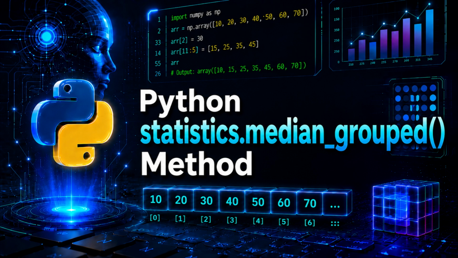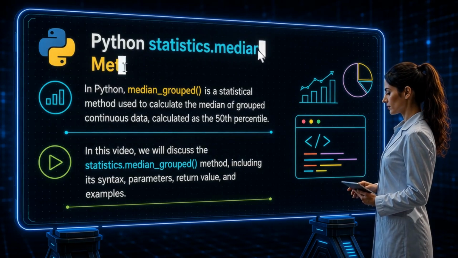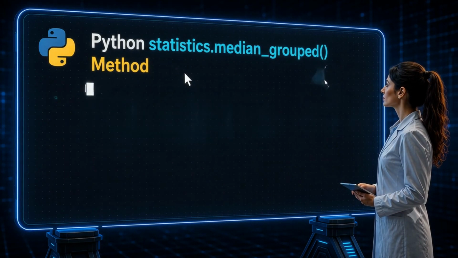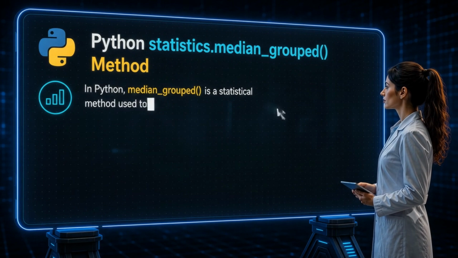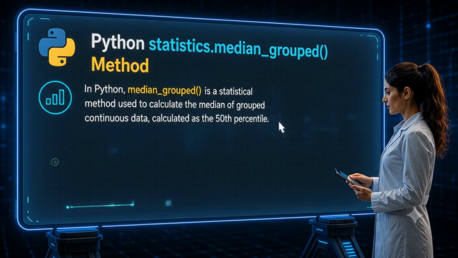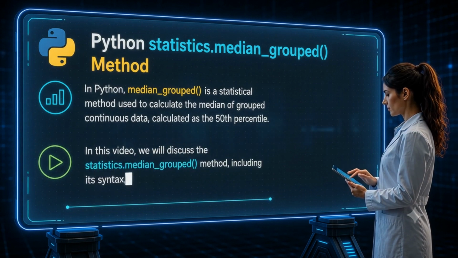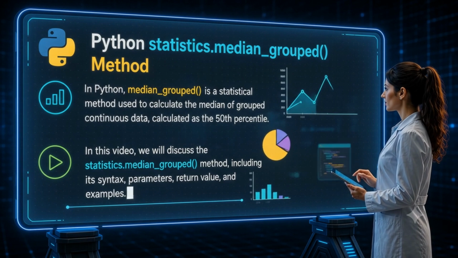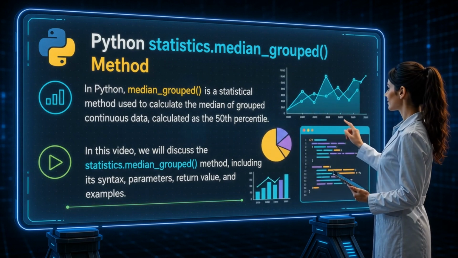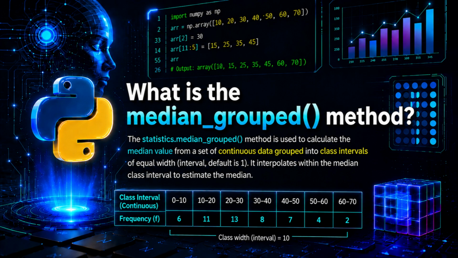Let's create something amazing. Python statistics. Median_grouped method. In Python, median_grouped is a statistical method used to calculate the median of grouped continuous data, calculated as the 50th percentile. In this video, we will discuss the statistics.median_grouped method, including its syntax, parameters, return value, and examples. What is the median_grouped method?